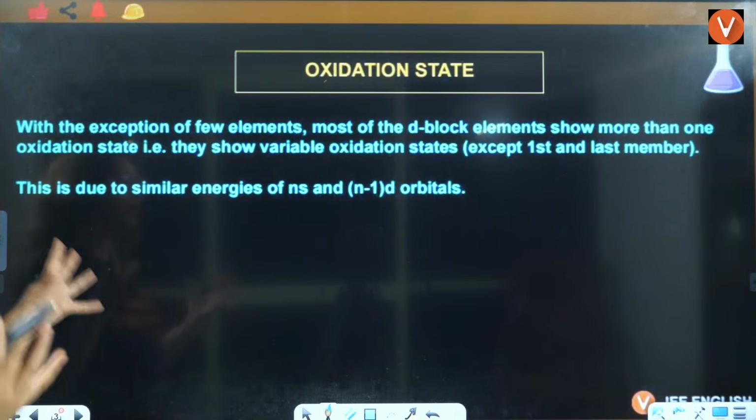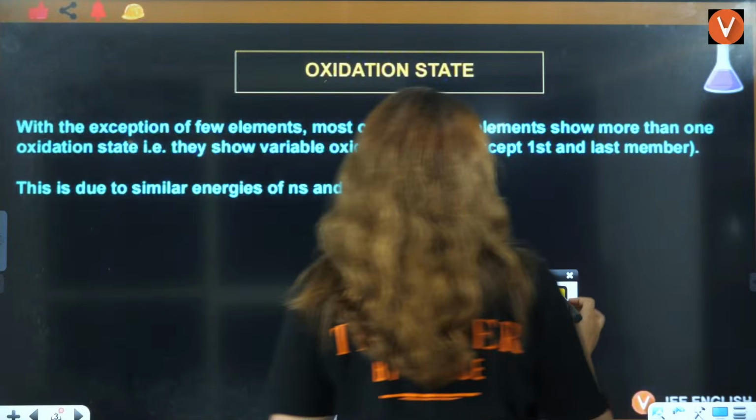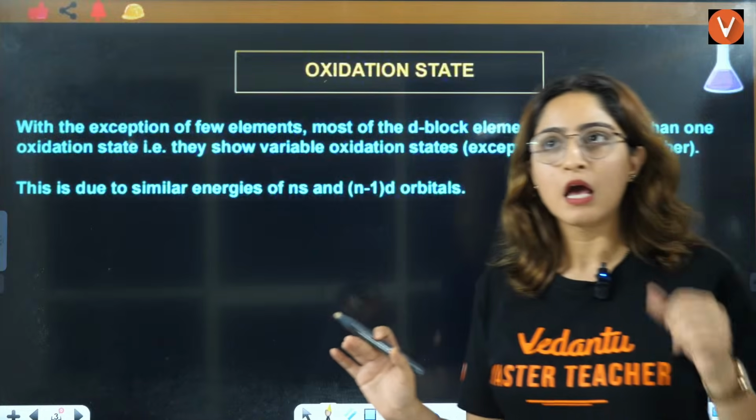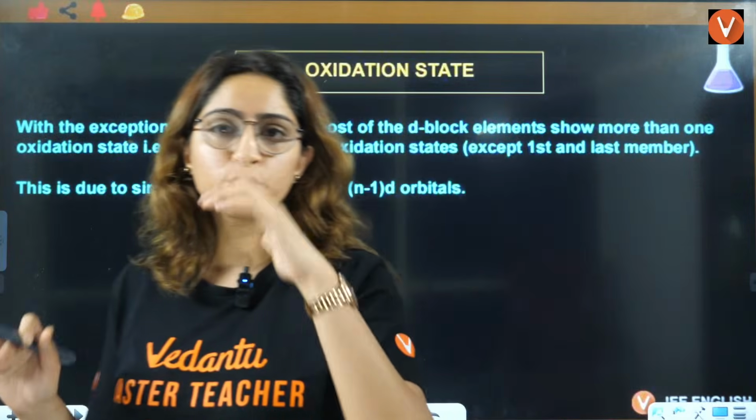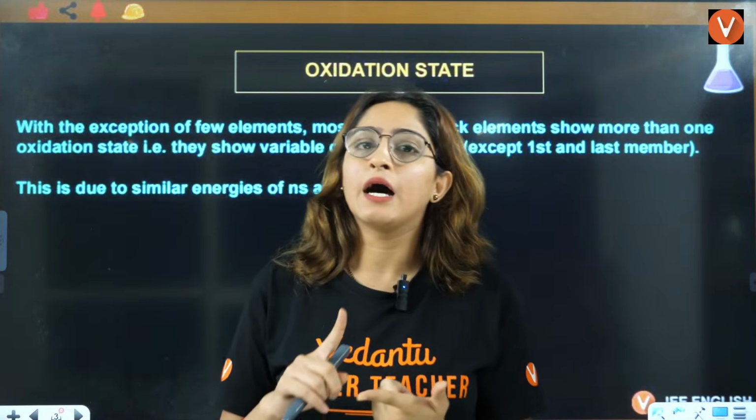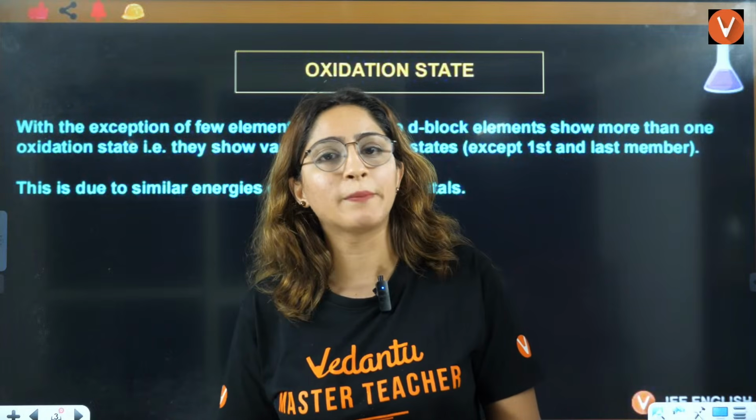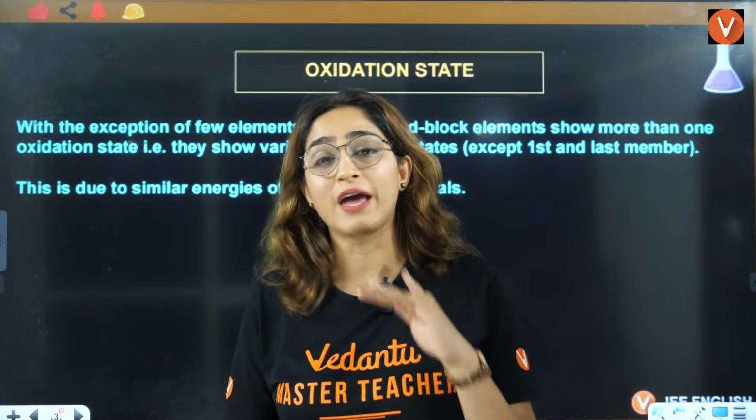Now guys, let's start with oxidation numbers. First is oxidation number, which is going to take time. Then we will see electrode potential, and third will be magnetic moment. Other properties are very, very simple.